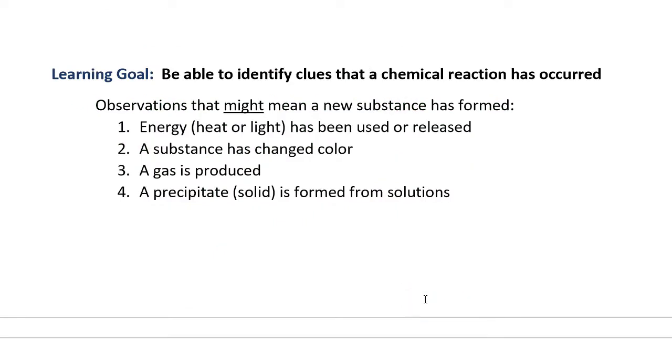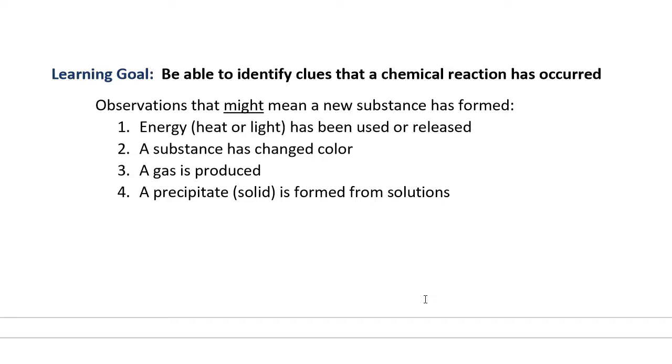The second learning goal is to be able to identify clues that a chemical reaction has occurred. What is it that you might observe that would let you know that new products have been created? Here are some observations that might mean a new substance has formed. Just because you see these things doesn't guarantee a chemical reaction has happened. There could have been a physical change, where properties change, but the actual substances themselves have not changed. Our first clue is that energy in the form of heat or light has been used or released.